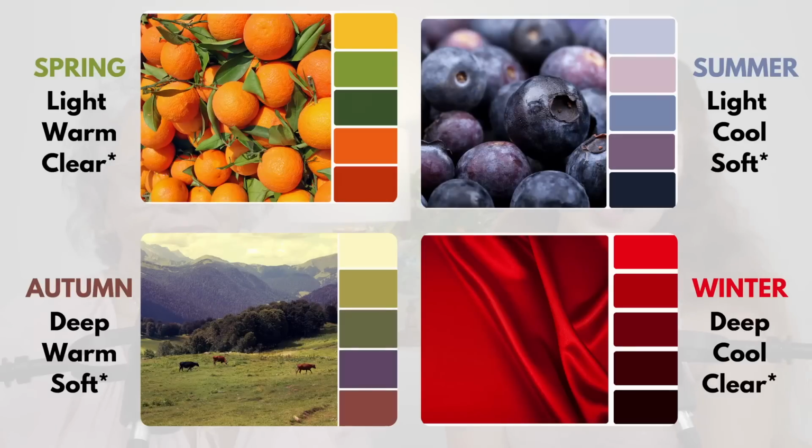Right. So here they are side by side. We always will put these things together so you can get the full visualization. Starting off with spring, we have light, warm, and clear. And then summer, light, cool, and soft. Autumn's deep, warm, and soft. And winter's deep, cool, and clear. It's really good to have all of these side by side. If you are taking notes, like we talked about the color class notebook, make sure you have these side by side because this is the best way to learn the differences.